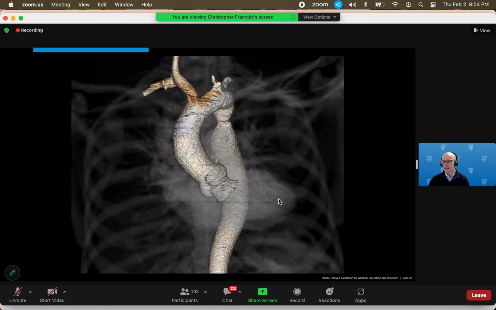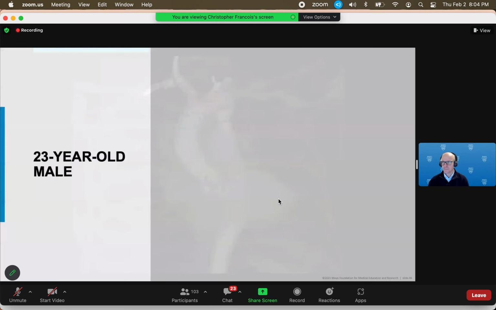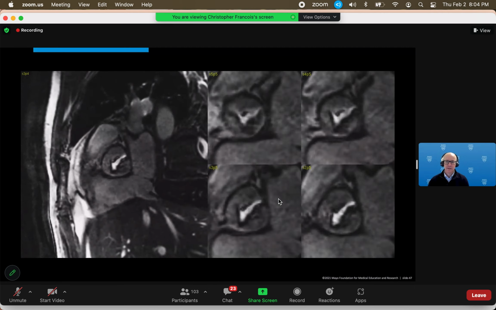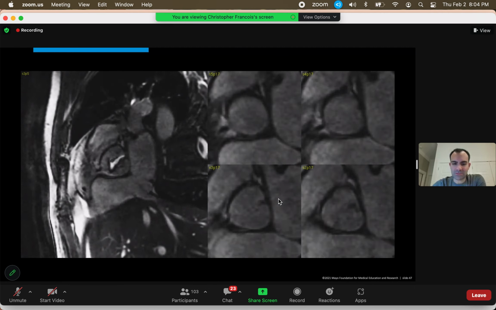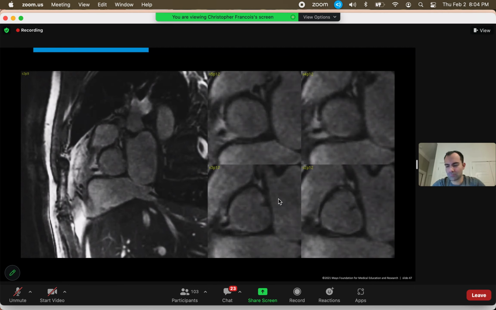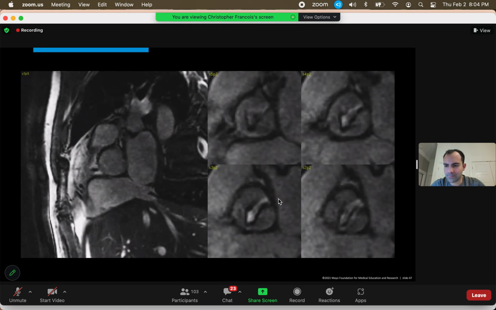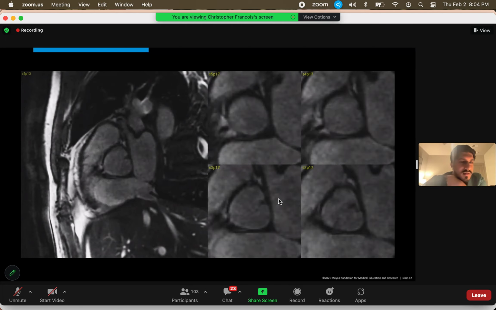So we got a CT, and here's the volume rendered image for you. Looks like coarctation. Yeah, so this is a coarctation. This is a very severe coarctation. Okay, next case. All right, back to George. All right, thank you. See some cine images.